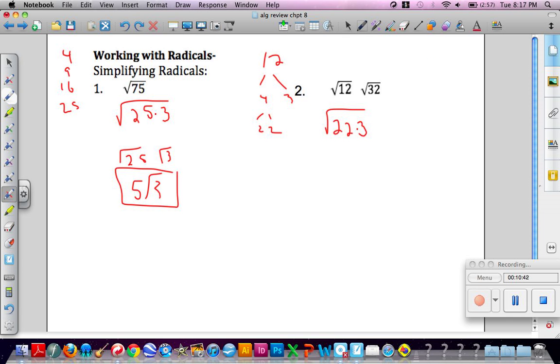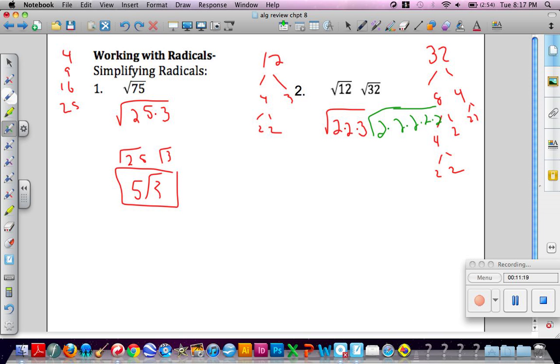32 is 8 times 4. You're going to be saying, I like the square root method better. The perfect square method. 8 is 4 times 2. Break that 4 down, 2 times 2. Break this 4 down, 2 times 2. Underneath that root, you've got 2 times 2 times 2 times 2 times 2.